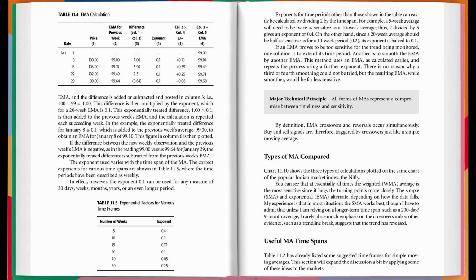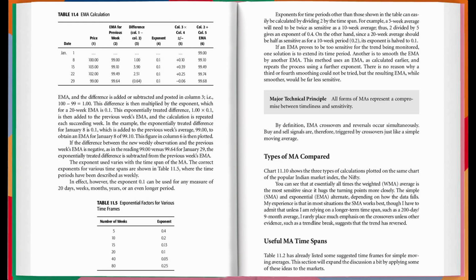If an EMA proves to be too sensitive for the trend being monitored, one solution is to extend its time period. Another is to smooth the EMA by another EMA. This method uses an EMA, as calculated earlier, and repeats the process using a further exponent. There is no reason why a third or fourth smoothing could not be tried, but the resulting EMA, while smoother, would be far less sensitive. By definition, EMA crossovers and reversals occur simultaneously. Buy and sell signals are, therefore, triggered by crossovers just like a simple moving average.